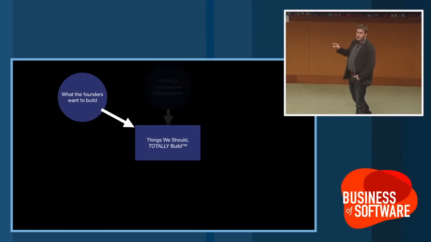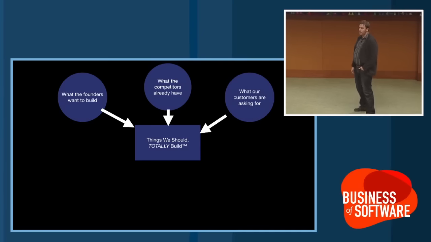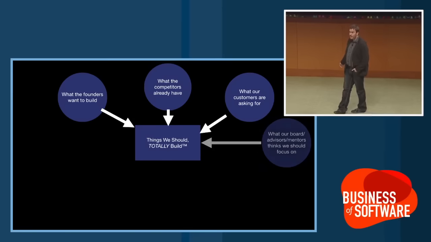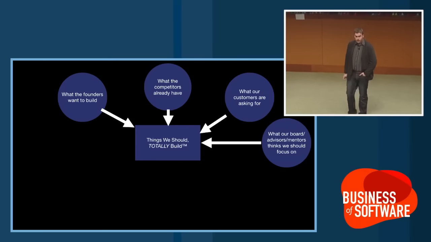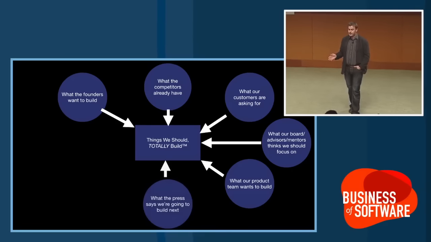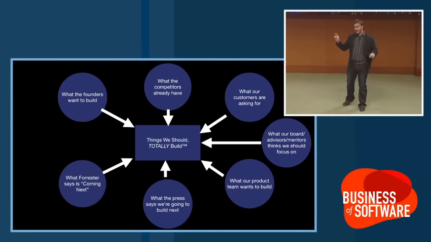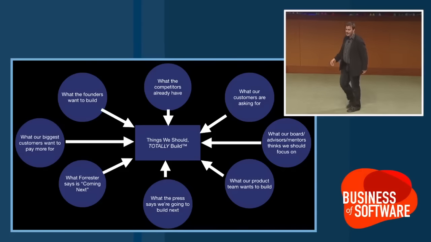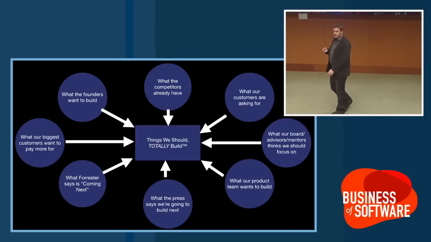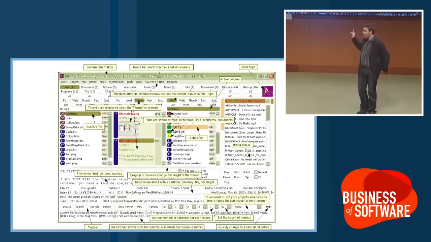And V1 is easy because it's just what the founders want to build. But then you start looking at what the competitors have now. And now you've got, what are our customers asking for? Or what are our boards or advisors or mentors or whatever asking for? And then what does our actual product team want to build? Because they have ideas too, and we shouldn't ignore them. And then what does the press say that we're going to build next? And then also, what does Forrester think? They're always good for a laugh. And then what do our biggest customers want to pay us more for? And if you actually go with all that, you build this, the file matrix.